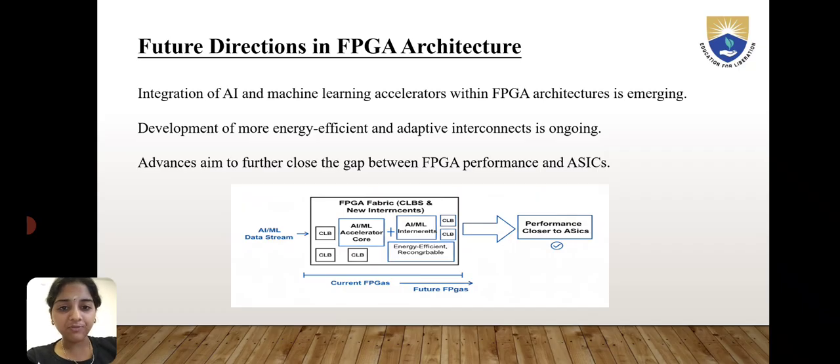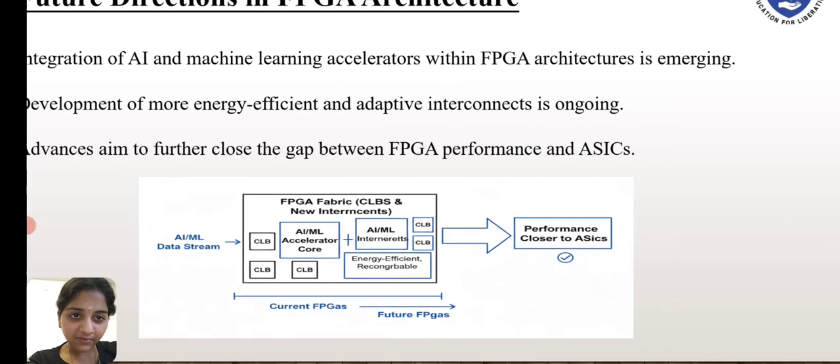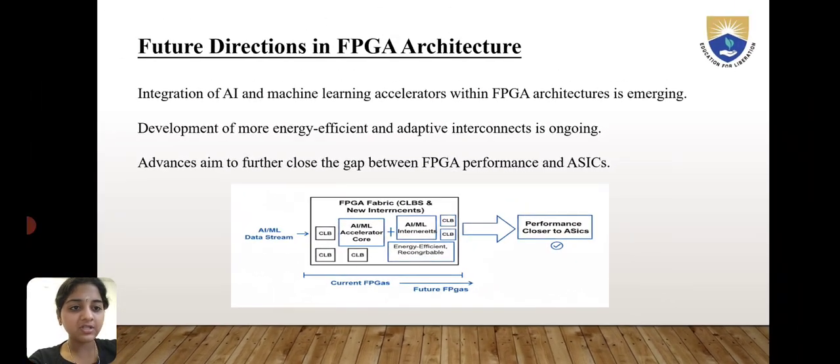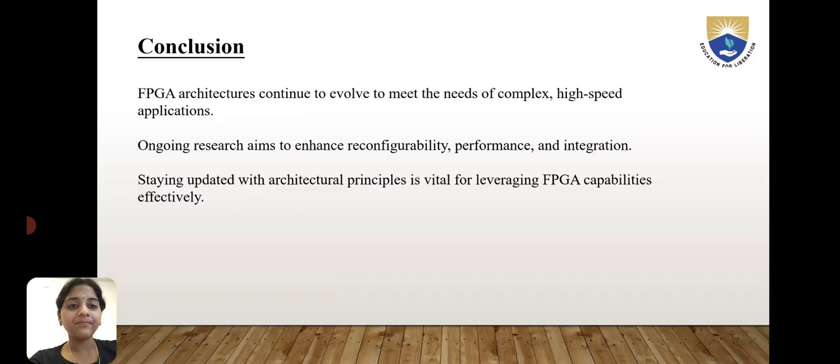Future directions in FPGA architecture. Integration of AI and machine learning accelerators within FPGA architectures is emerging. Development of more energy efficient and adaptive interconnects is ongoing. Advances aim to further close the gap between FPGA performance and ASICs. Here we can see the future directions in FPGA, where its performance is closer to ASICs.